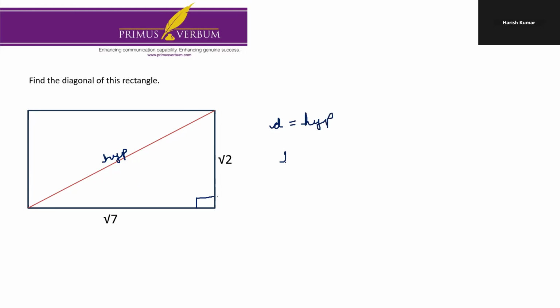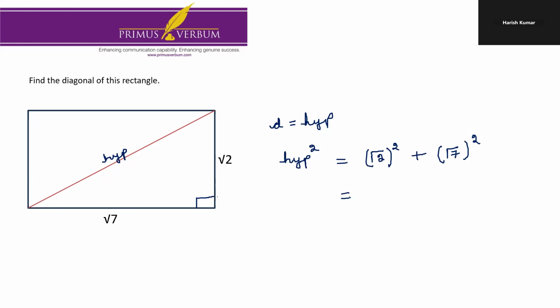And what about the hypotenuse? Well, we know from the Pythagorean theorem that the square of the hypotenuse is equal to the sum of the squares of the other two sides of the right angled triangle. So we have hypotenuse square is equal to root 2 whole square plus root 7 whole square.